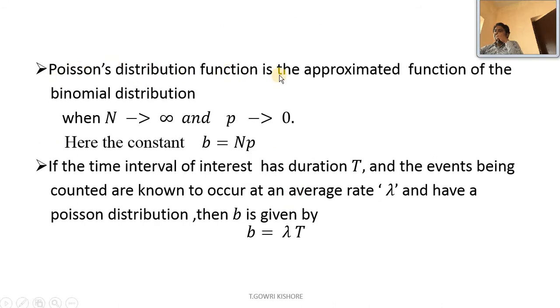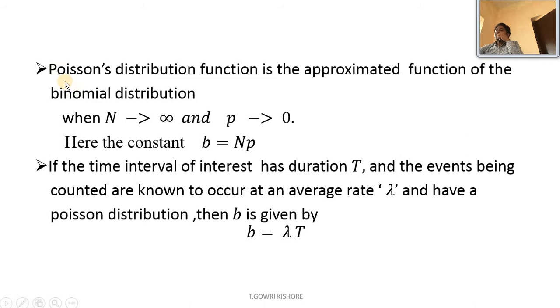The Poisson distribution function is the approximated function of the binomial distribution, where when n tends to infinity and p tends to 0, the constant b equals n into p. If the time interval of interest has duration t and the events being counted are known to occur at average rate lambda and have a Poisson distribution, then b is given by b equal to lambda into t.